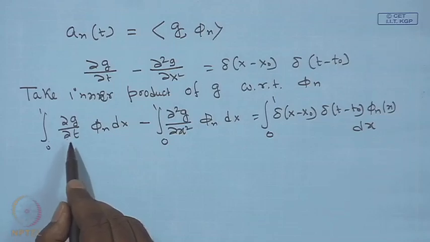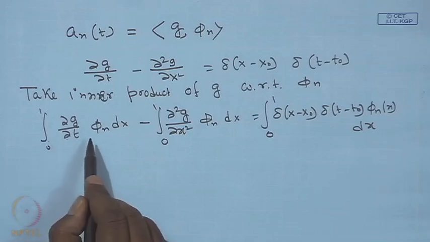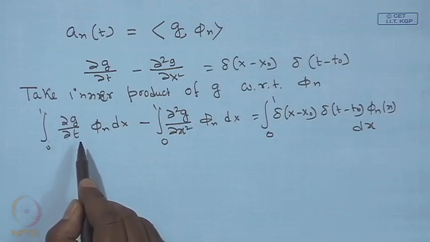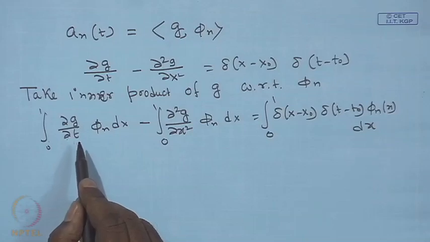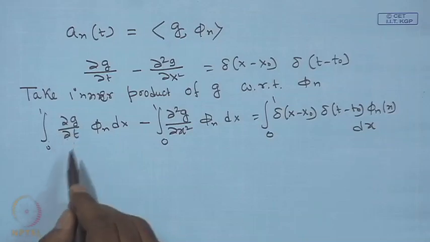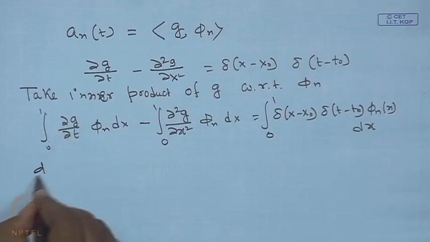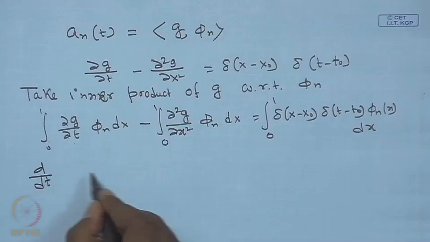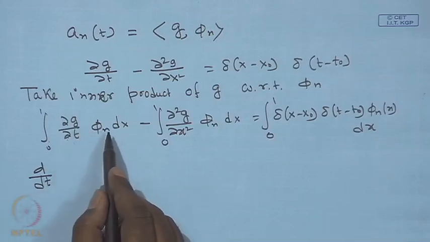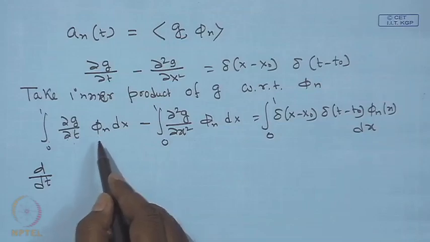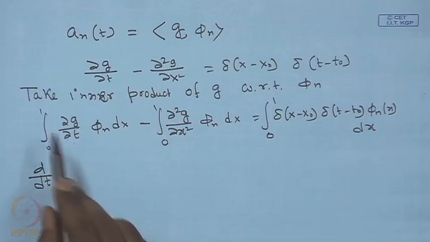So, I can do the first integration and then take the differentiation, absolutely no problem, because the derivative is not with respect to x, it is with respect to t, whereas the integration is with respect to space, that is x. So, I take del del t out. When you bring it outside, this becomes d dt, because the integral of g dot phi n dx will be independent of x after putting the definite integral from 0 to 1.